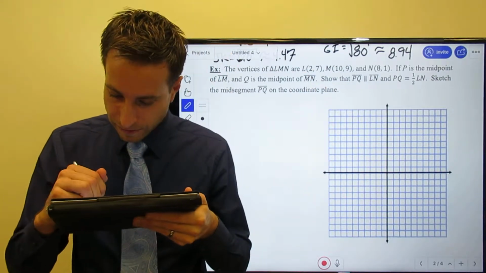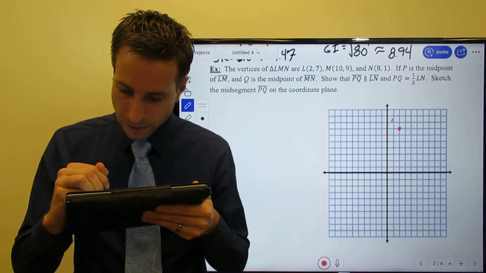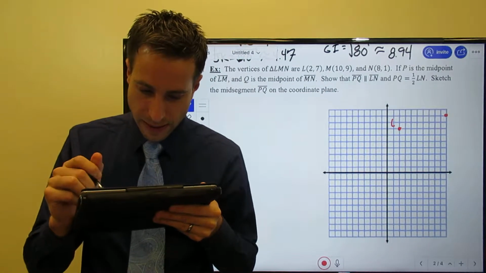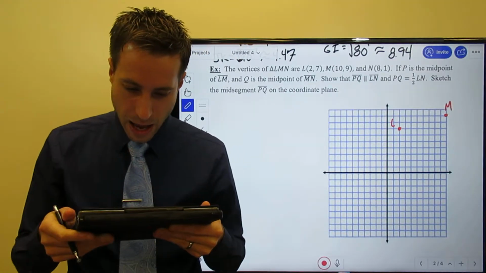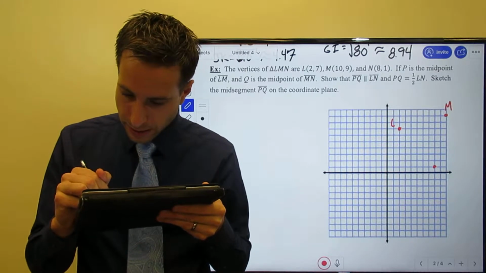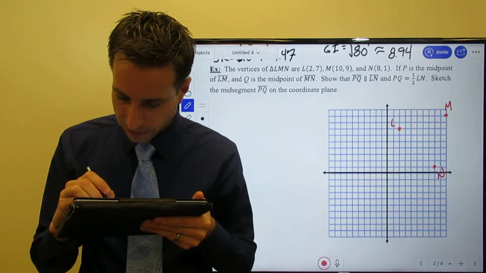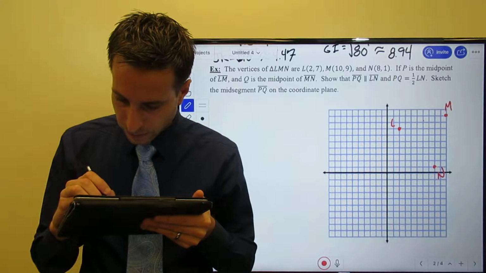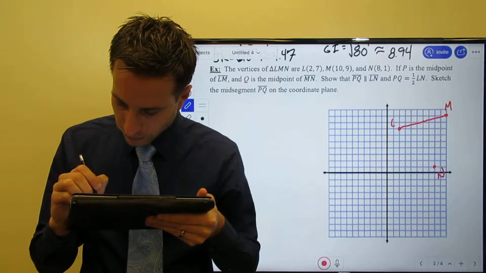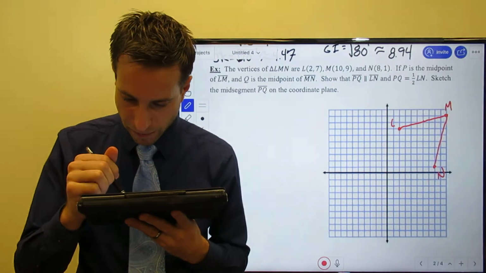L is at (2, 7): 2, 1, 2, 3, 4, 5, 6, 7. There's L. Let's see, M is going to be at (10, 9), that's right there, that's going to be M. And N is going to be at (8, 1), that's N. And we'll go ahead and I'll do the best I can here to connect those guys with a line. That's not bad. Not bad for freehanding it. I'll take it.